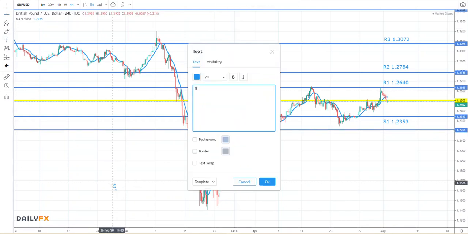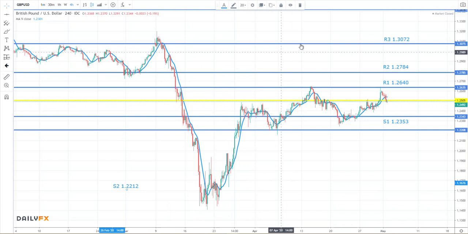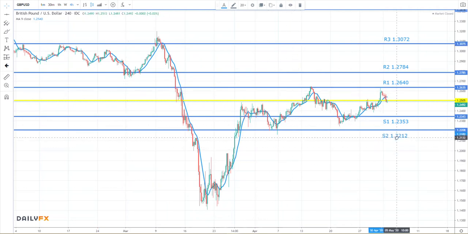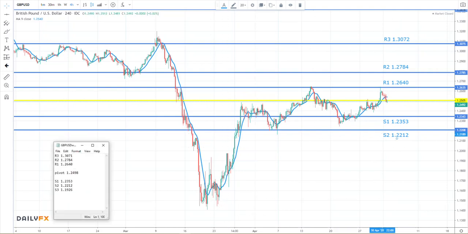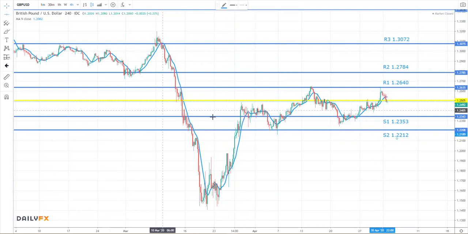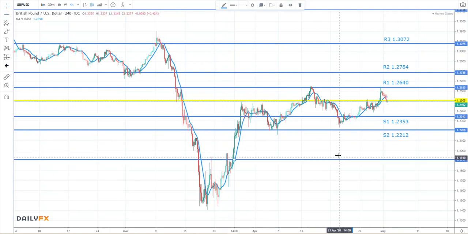1.2212, that's our S2. And that lines up with this last big low here, the 6th of April. Now, if both of those were to break, if the selling resumed really hard this week, then we'd see 1.1926, which is our S3, all the way down here.